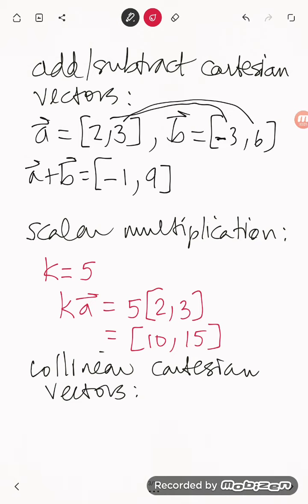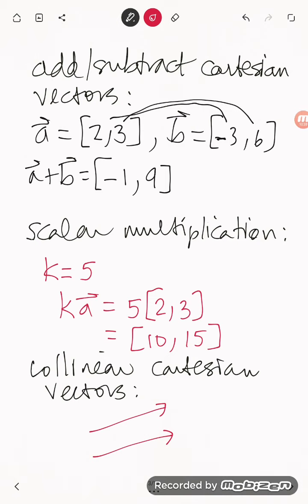Collinear Cartesian vectors. So if you remember collinear vectors from geometric vectors, then collinear vectors are any two vectors that are on the same line. Now remember that vectors can slide anywhere in space parallel to themselves and still be equivalent if they have the same magnitude. If the magnitude changes, they're still parallel, right?